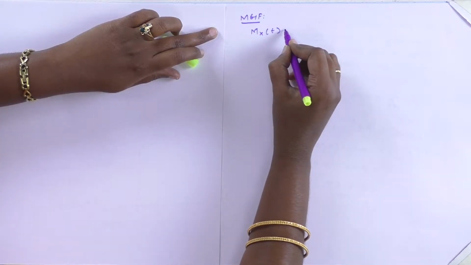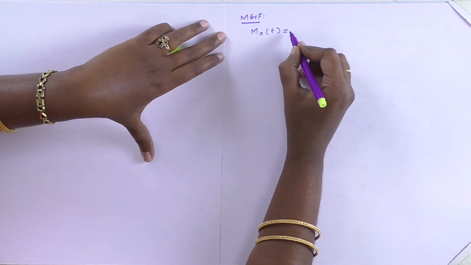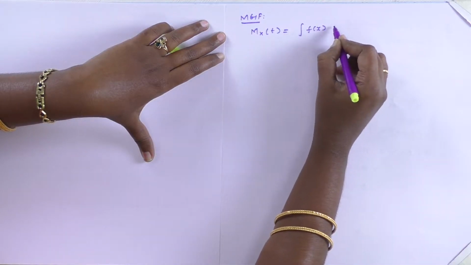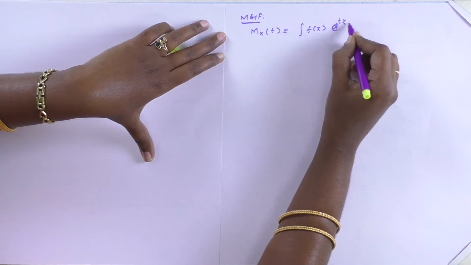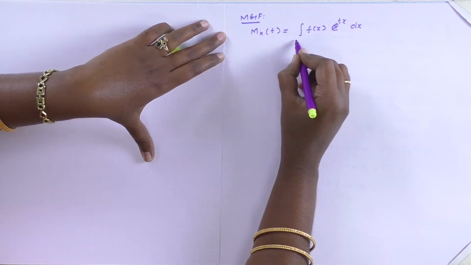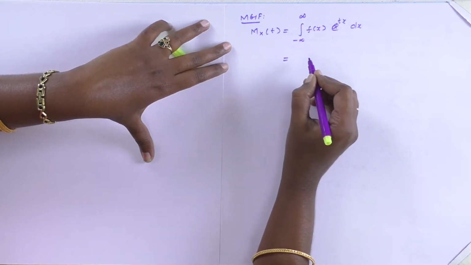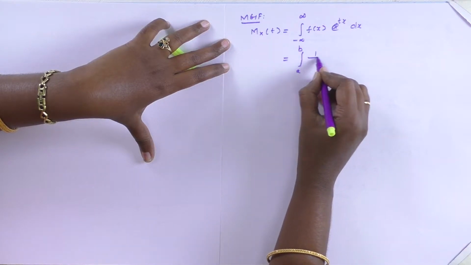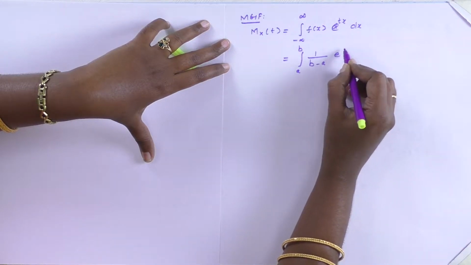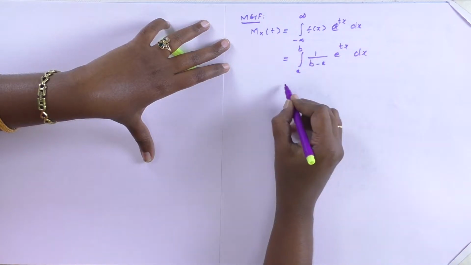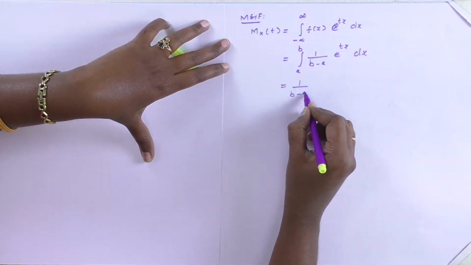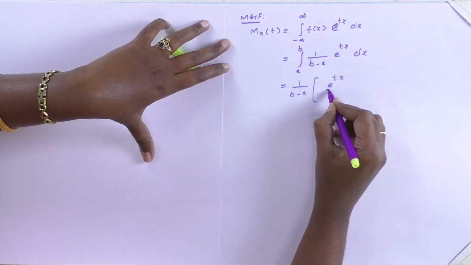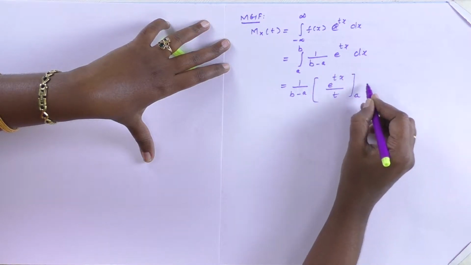Here x follows the continuous random variable, therefore the corresponding moment generating function is Mx of t is equal to integral of f of x into e to the power of tx into dx. Here the limit varies from minus infinity to plus infinity, but in our uniform distribution the limit varies from a to b. f of x is 1 divided by b minus a into e to the power of tx into dx. Here 1 divided by b minus a is constant, you take it outside. Taking integration of e to the power of tx, we get e to the power of tx divided by t. Limit varies from a to b.